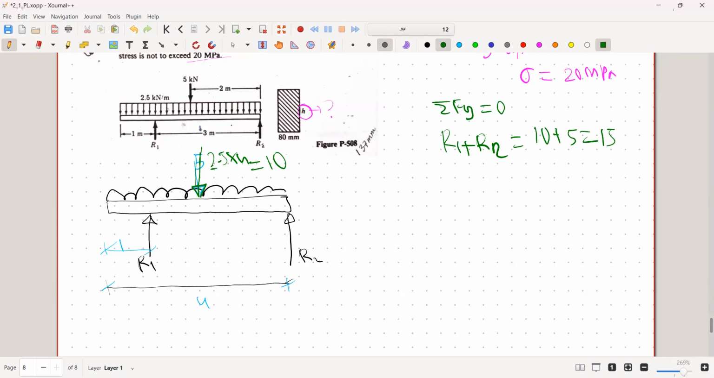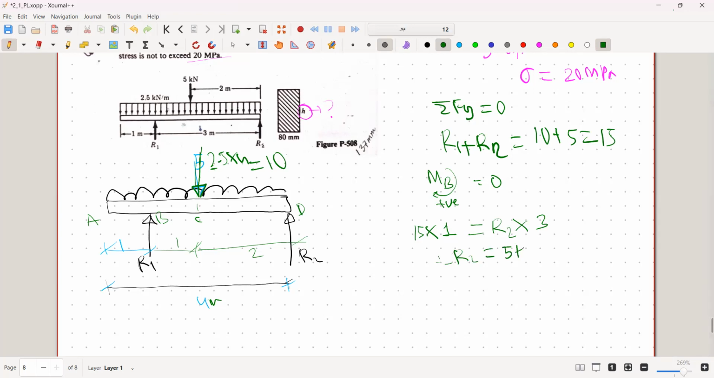And if I do, let's name these points A, B. So if I take moment at B, this force will be 0, so positive 15 kilonewton from 1 to 1 meter is equal to R2 times, counterclockwise, so that's why I'm writing on the right side, or you can simply write it as negative. So my R2 comes out to be 5 kilonewton.